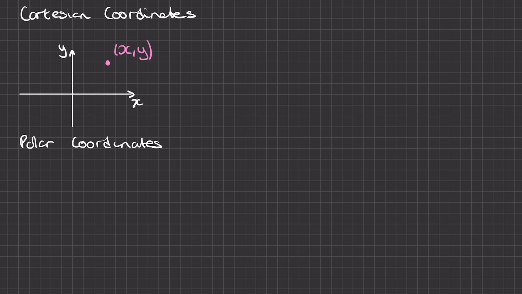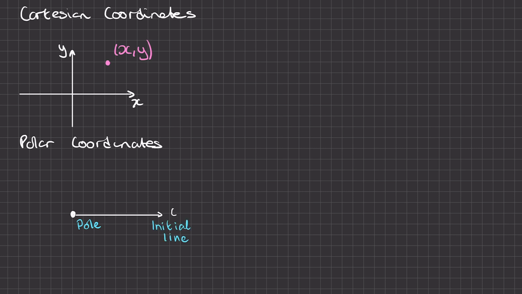Hi, so in this video I'm going to introduce you to the polar coordinate system. So we have Cartesian coordinates here, x and y, and we're going to look at how we can write these general coordinates in polar form. On a polar grid we begin with what's called the pole, which is similar to the origin on the Cartesian grid. And from the pole we have the initial line.